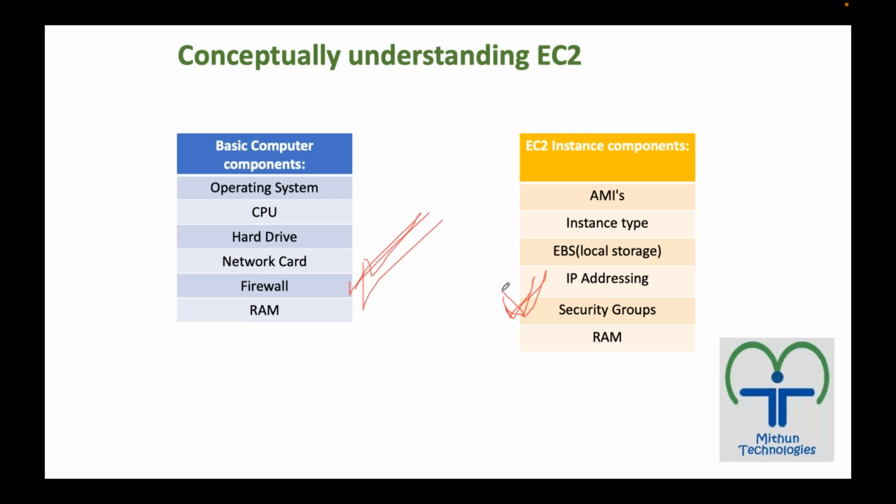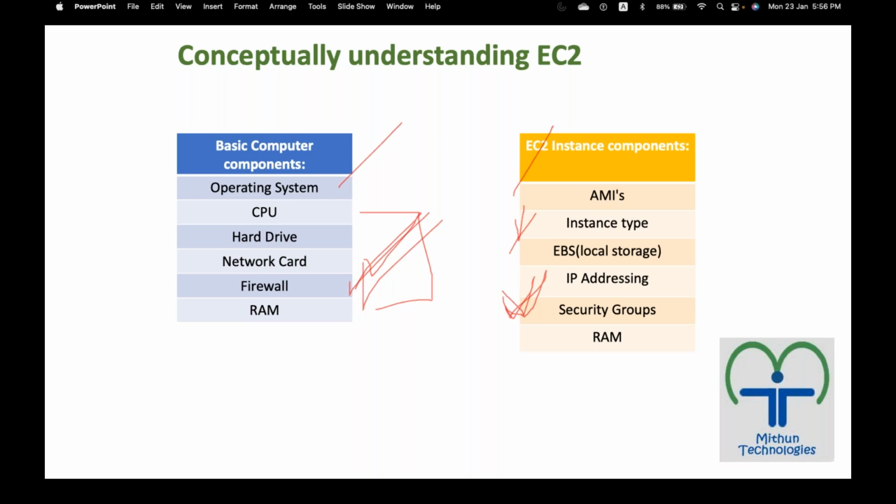Is everyone clear? The conceptual components of basic computers and EC2 components. What do you mean by security group? It's a firewall. EBS is a storage. AMI is an operating system. CPU and RAM are categorized based on the instance types. Any questions, any queries here?